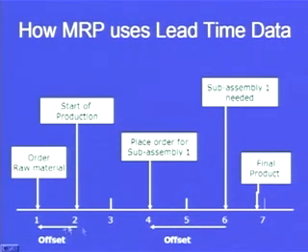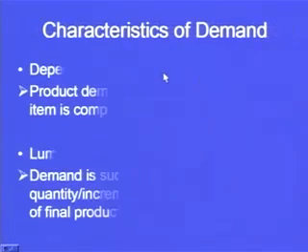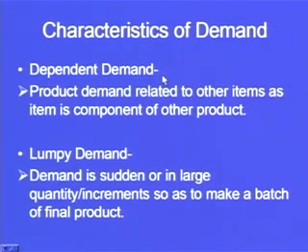Now this is the offset in this direction. So we know that the 7th day this is required. How should we plan in advance so that by the end of the 7th day we are able to produce the final product? Now, why is this lead time important? Because the characteristics of demand always change.